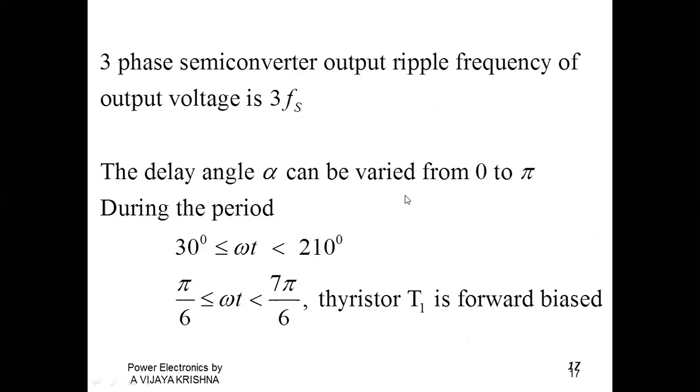Next one, three-phase semi-converter: the output ripple frequency of the output voltage is 3 times Fs. This is the ripple frequency. Why? Because a three-phase supply we are applying here. The delay angle alpha can be varied from 0 to pi during the period 30 degrees to omega t less than 210 degrees. And the thyristor will be turned on or forward biased at pi by 6 less than or equal to omega t less than or equal to 7 pi by 6.